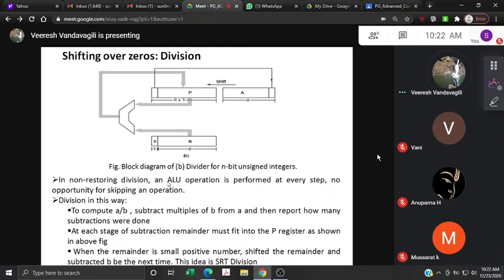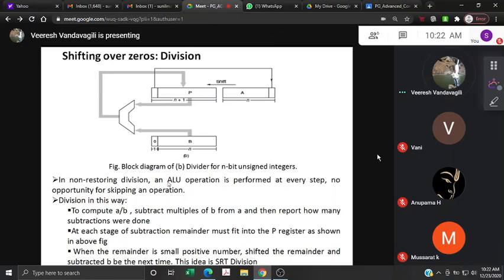To speed up, shifting over the zeros cannot be applied directly to non-restoring division. An ALU operation is performed at every step, so there is no opportunity for skipping, because we check the sign of P, that is the remainder, in the product register, and do an arithmetic operation, either addition or subtraction.